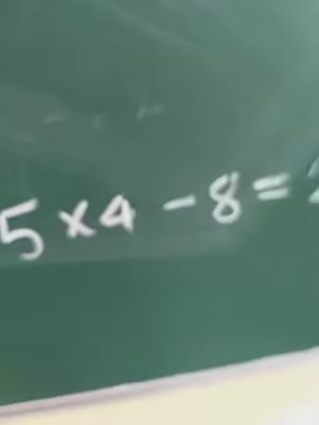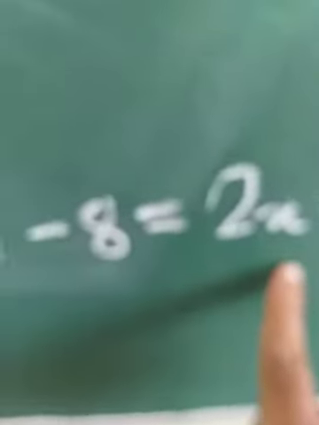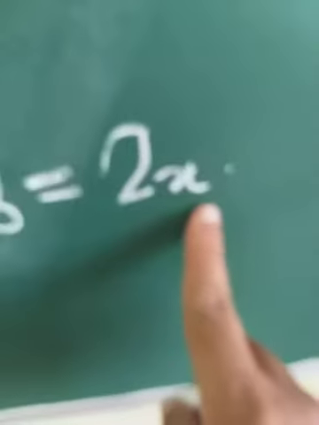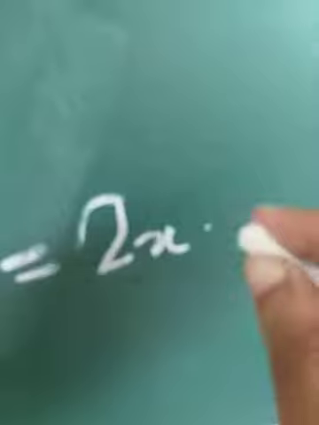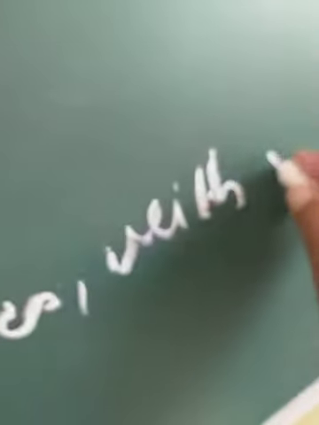Okay. Now this is 5 into 4 minus 3 minus 8 is equals to 2x. Yes, the equals to sign is there, and on the right hand side you will find the variable. So we will write yes with variable x. Fine. So this is how you have to answer it. This is a very easy sum. Now let's move on to sum number f.